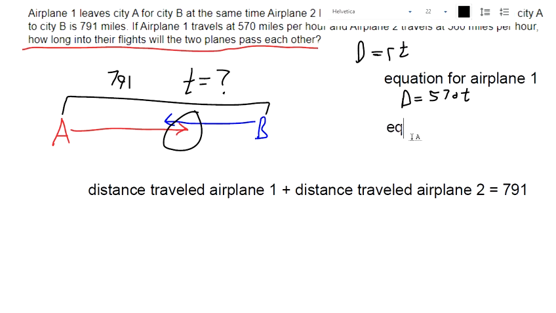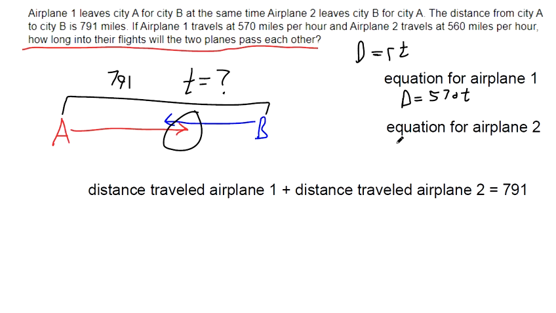The distance equation for airplane 2, that's 560 miles an hour for the rate times a time, where t is going to be the time when they cross. Because look, this is how the distance airplane 1 has traveled. It's 570 miles per hour times however many hours. So 570t happens here, and then we add 560t for airplane 2.